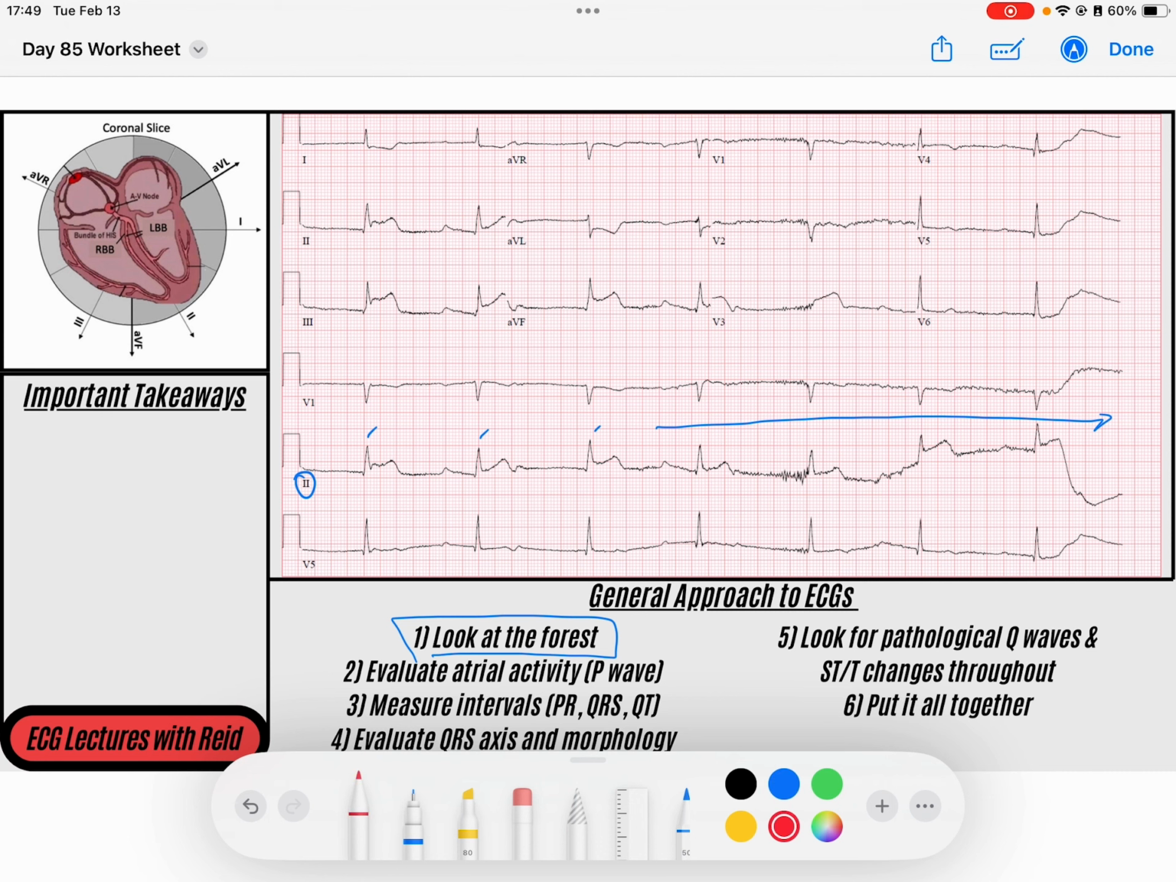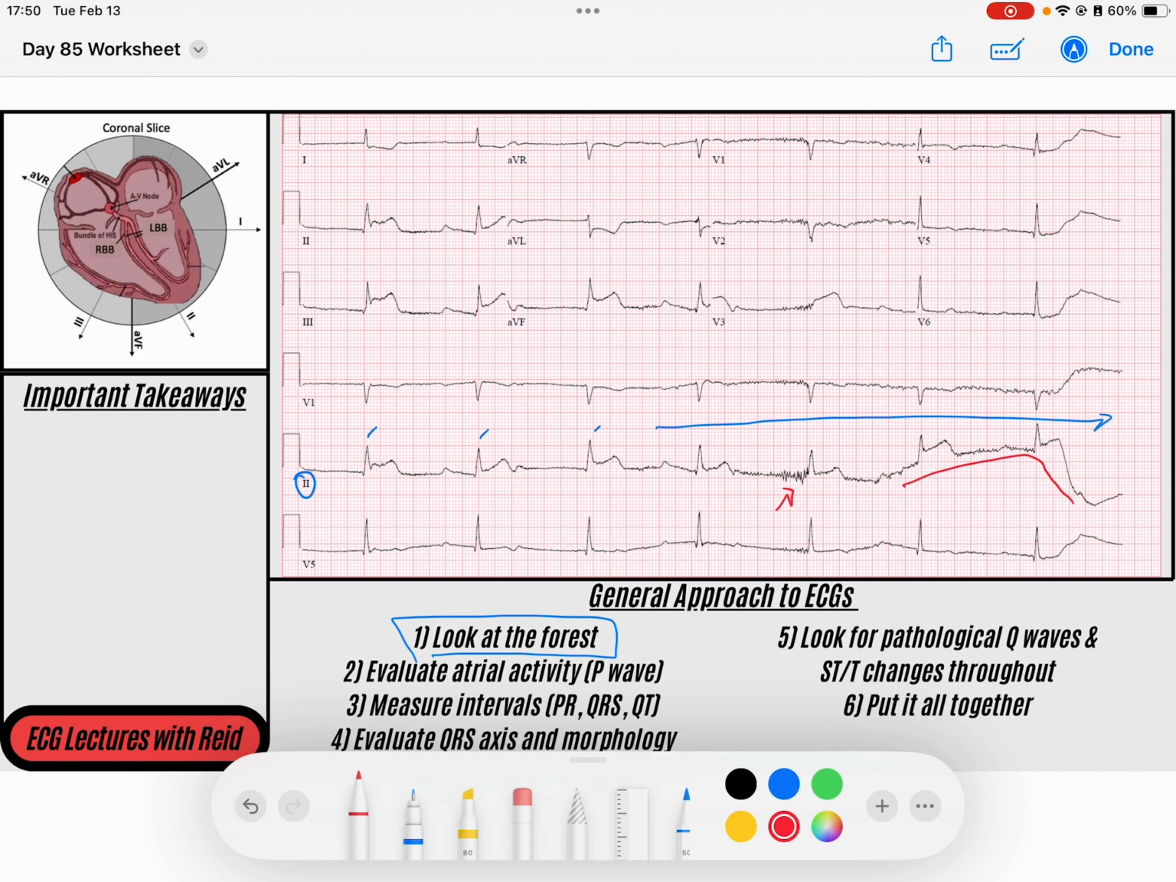You can see we've got a little bit of artifact here with some movement, probably of one of the limbs, and that's okay. And you can see there's even some motion artifact throughout. It's going to make it a little bit trickier, but that's okay. We're going to power through and just understand the patterns of this ECG using all the context clues.